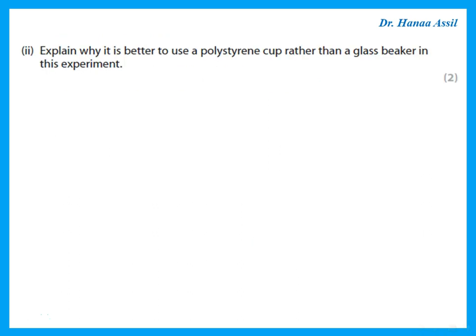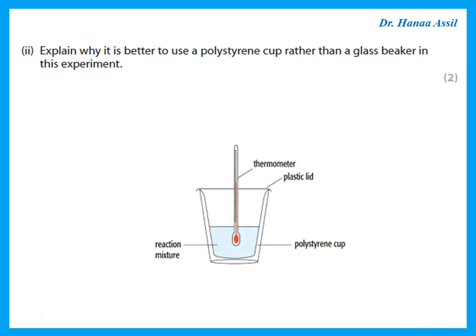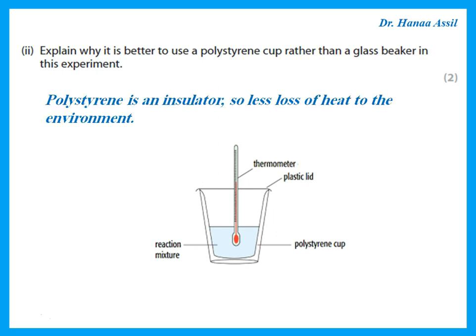Okay? Explain why it is better to use a polystyrene cup rather than a glass beaker in this experiment. Usually, when we do an experiment that measures temperature, we should do it in a polystyrene cup, and preferably that has a lid. Why? Because polystyrene is an insulator, so there will be less loss of heat to the environment.